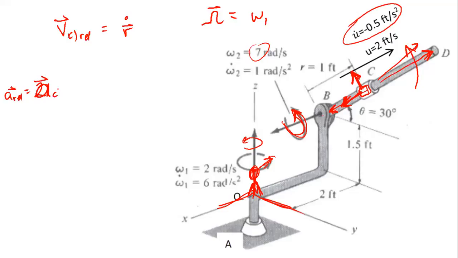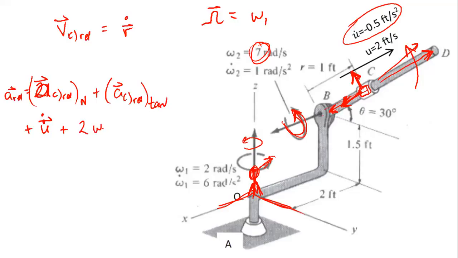So within that A-rel term, there's going to be everything like you guys said. So you're going to have an AC rel, and I'm just going to call that a normal one, which is going to be with this 7 times that 1 foot, 7 squared. And then you're going to have an AC rel that's going to be a tangential. And then you're going to have a U dot for that thing sliding up. I should have done that. A U dot. And then you're also going to have a 2 times the omega 2 crossed into the U term. Okay, and that one's tricky.